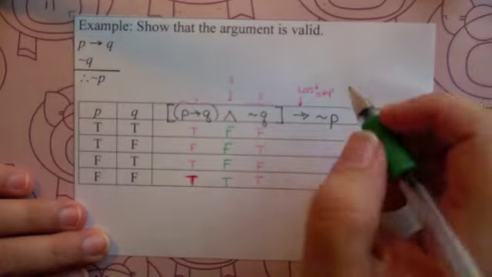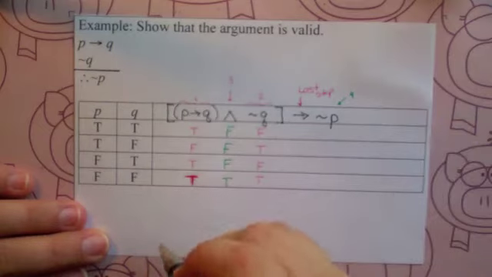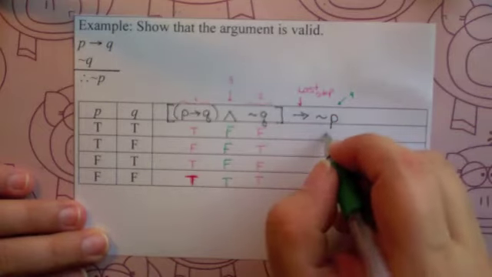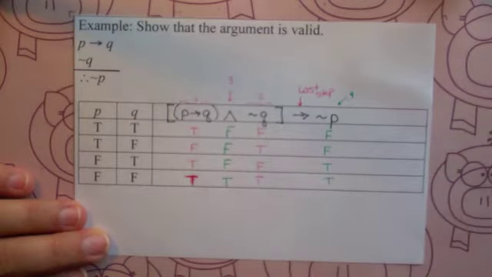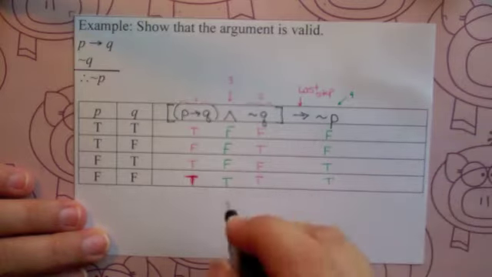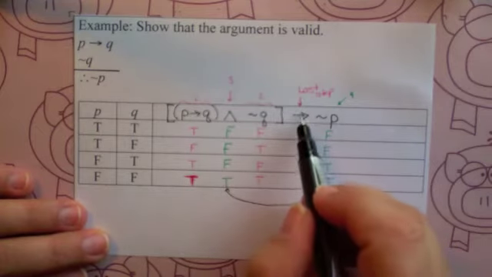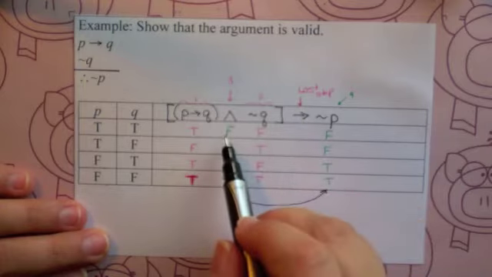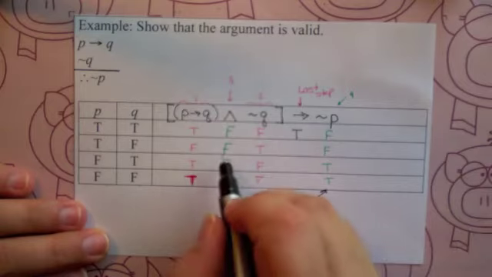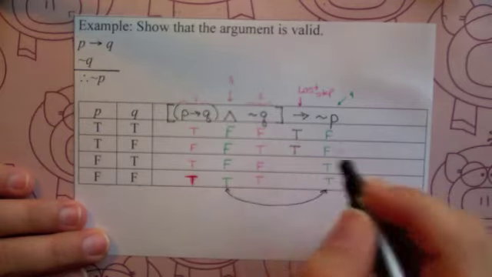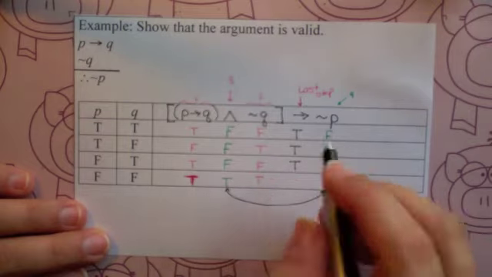Okay? Now, my next step is going to be not P. Well, P is true, true, false, false. Not P is false, false, true, true. Now, my last step is going to be to take the two green columns and apply an if-then. False, false, true. False, false, true. False, true. True, true, true.